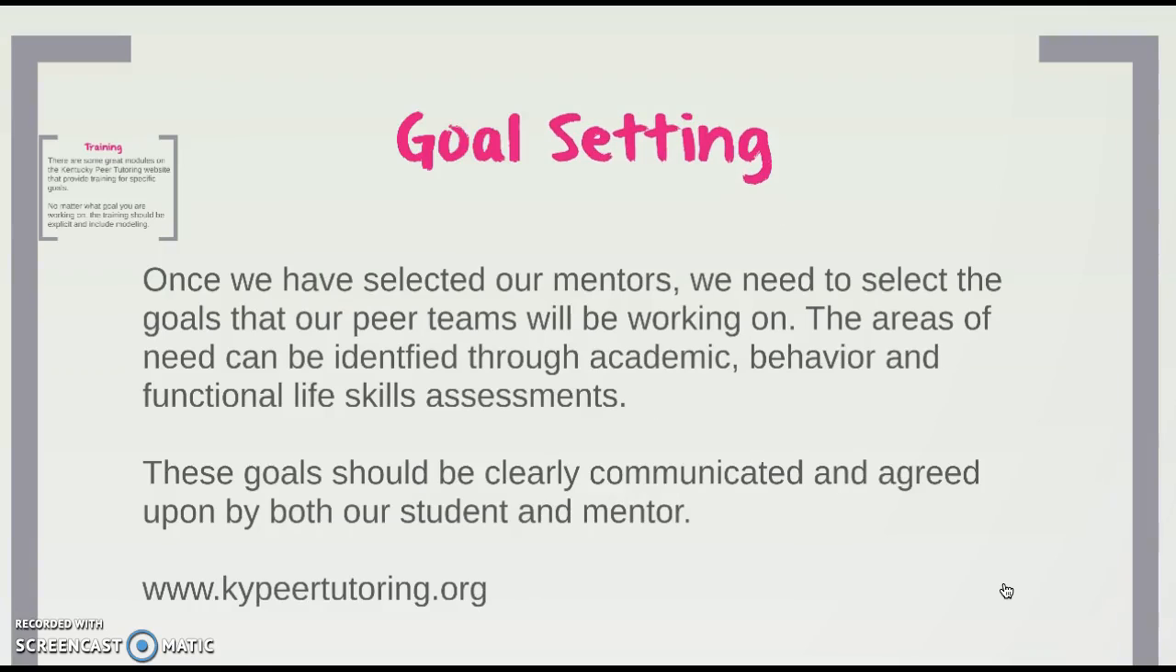Next, you need to start working on your goals. So you have your mentors, and we're going to be forming the goals that the peer teams are going to be working on. And the areas of need for your student with exceptional needs can be identified through academic, behavior, and functional life skills assessments. So once you have those narrowed down, you need to make sure that you are operationally defining the behavior that you want, or the skill that you want to see them acquire. And you need to be sure that you clearly communicate these to your student and to their mentor.